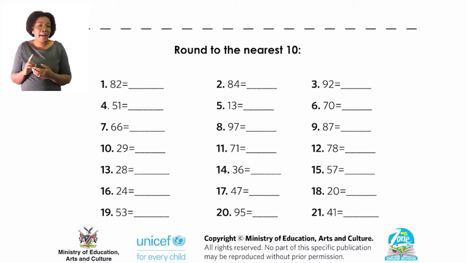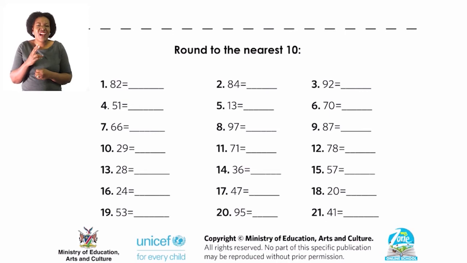So the number ends with a 2. So if a number ends with a 2, what do we do? We run backwards. So we have to round it off to the nearest 10, which is going to be a 80. Let's look at number 2.